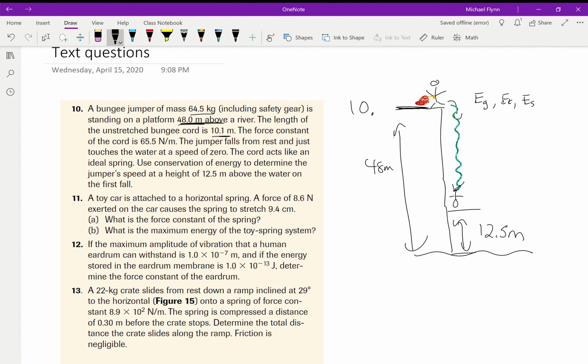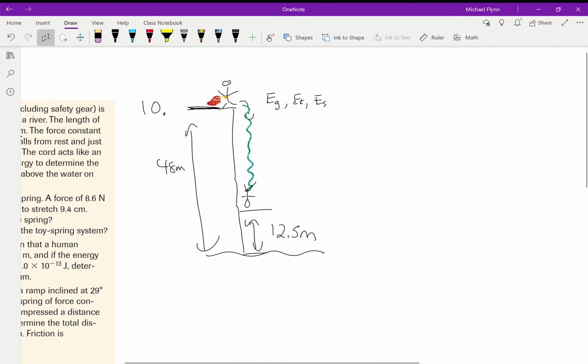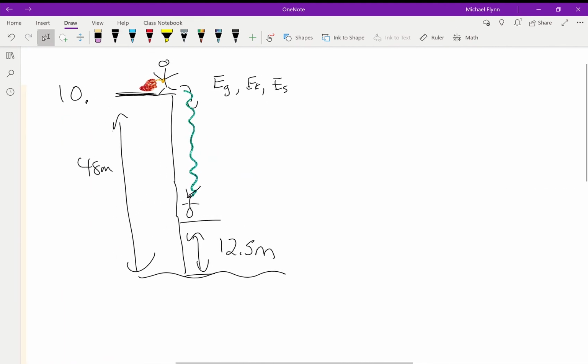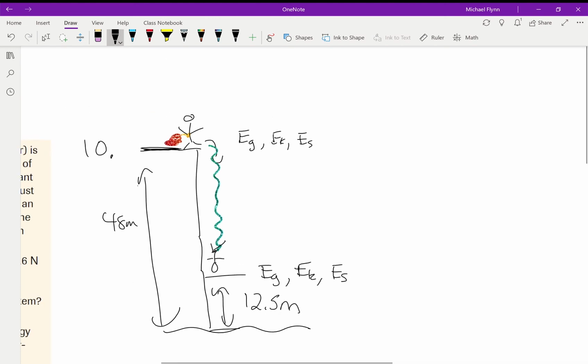All right, so I'm just trying to get my data straight here. You don't have to draw a diagram to do these, but sometimes it helps, right? It's just sort of a little guide. All right, now here again, EG, EK, and ES, right? 3 types of energy. All right, so what do you have at the top?